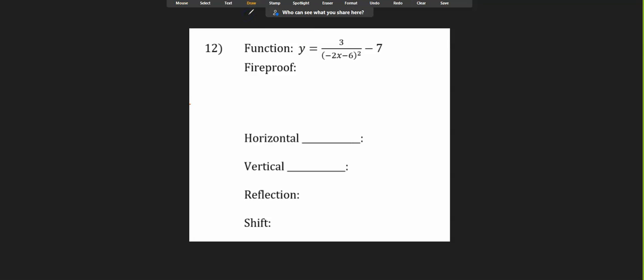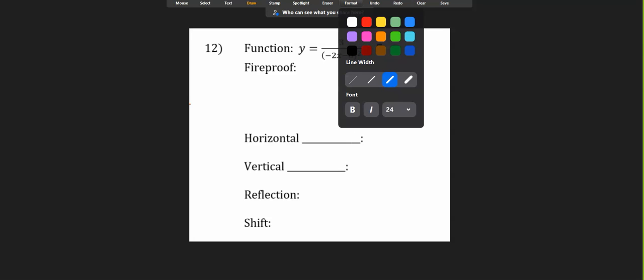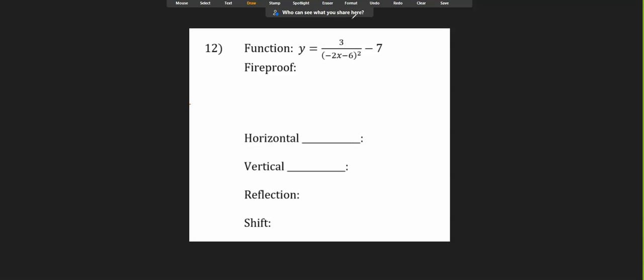All right, so let's look at this one. Let's help you get it into fireproof form. Now, I want you to keep in mind that the function you're dealing with is really y equals 1 over x. That's the original function we're dealing with.